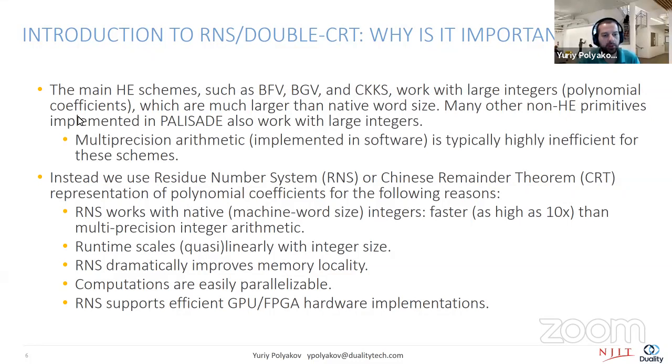There are also some hardware benefits, or I would say low-level benefits, such as that RNS dramatically improves memory locality. Computations are easily parallelizable, and RNS supports, of course, efficient hardware implementation.